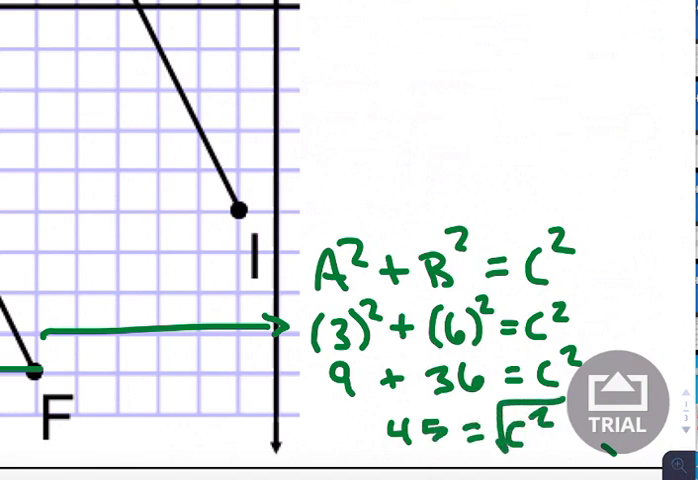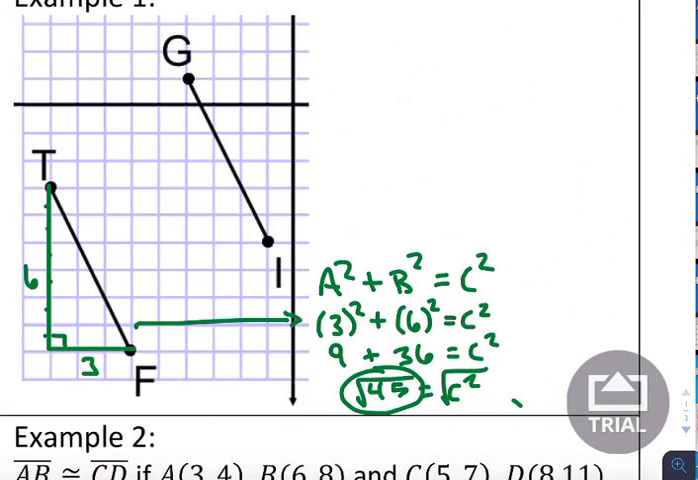And then if I want to get c by itself, I take a square root. And so ultimately the distance here is square root of 45. It's not useful to take this to a decimal value unless it doesn't match the other calculation or the other distance I have here. So let's just keep it as square root of 45 for now, because we're just trying to determine if they're the same. We don't really care what the actual distance is.